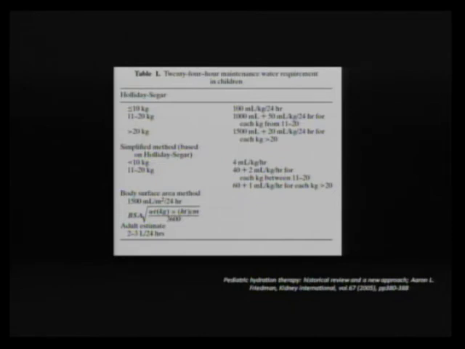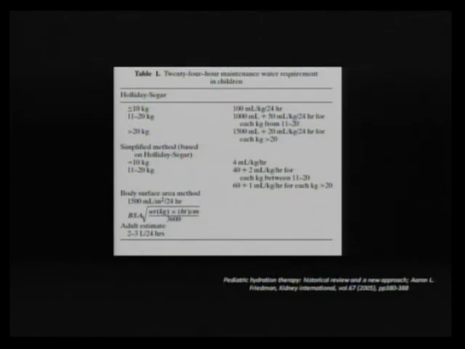The way I think about it in my head that makes sense is 40 ml per hour for the first 10 kgs. And then for the next 10 kgs, it's 20 ml per hour, and 1 ml per hour for every kg after that. That's what works for me when I'm calculating maintenance fluids.